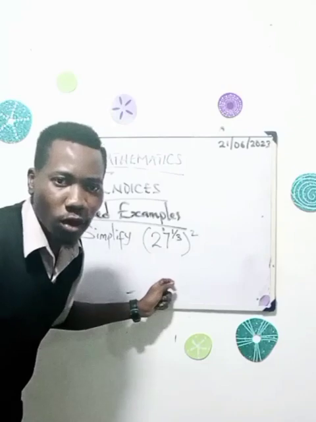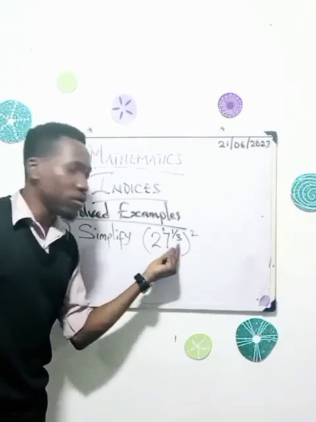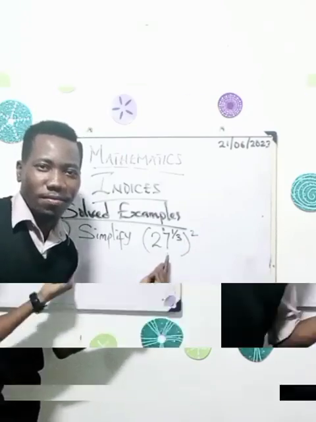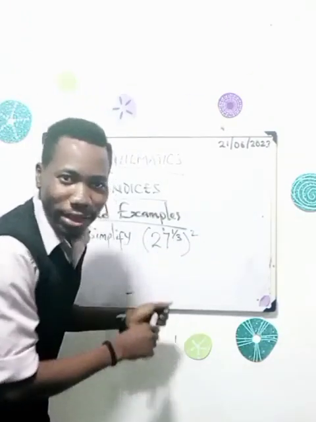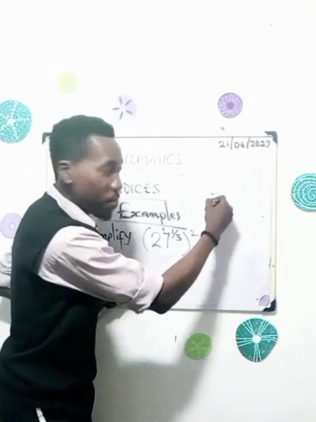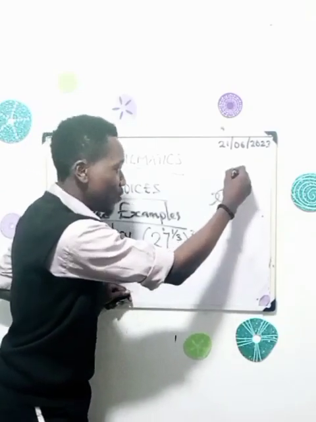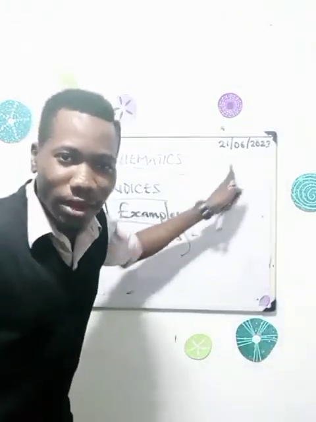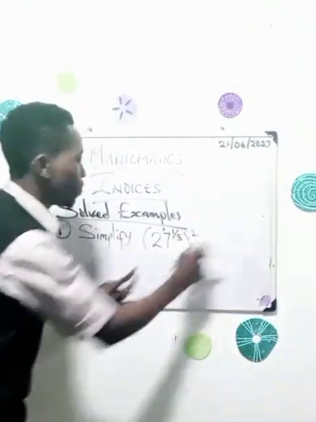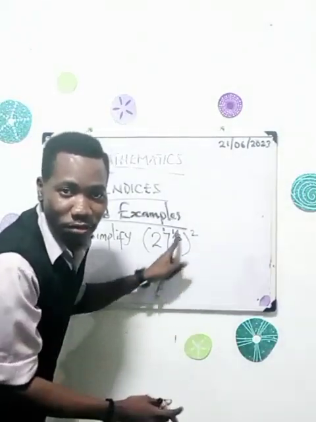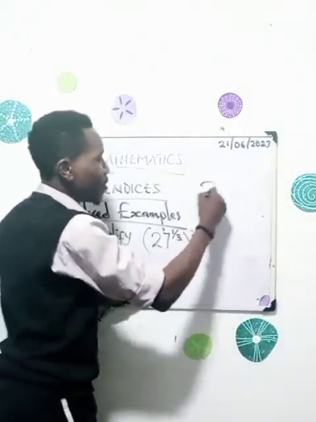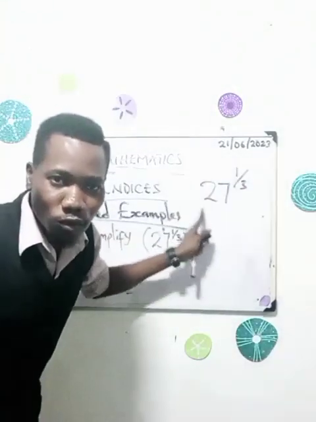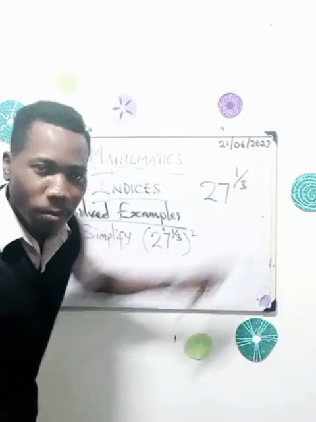So we're asked to simplify this. 27 raised to the power of 1 over 3, all raised to the power of 2. Remember the rule again that says when you have any number raised to the power of a fraction, a over b, the number down, the denominator, becomes root and the number up becomes power. So solving what is in the bracket, 27 raised to the power of 1 over 3. Let me write it out clearly. The 3 which is down becomes the root, so that's cube root, raised to the power of 1.